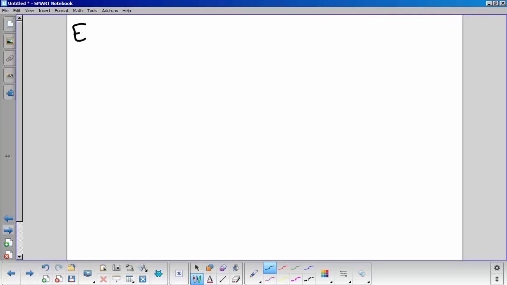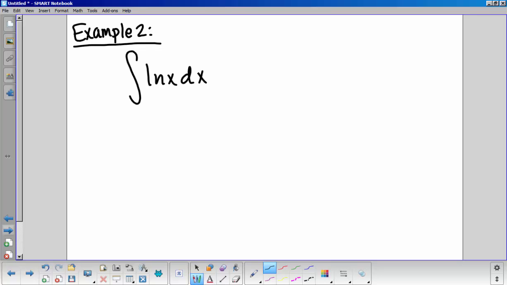This is example 2. And there's another one. The integral of ln x dx. Now, I'm going to ask you, are there two families of functions we're multiplying times each other? And I would say to you, yes. We have a log, and then we have the coefficient of 1, right? So that's kind of a polynomial. I know that's deceiving.